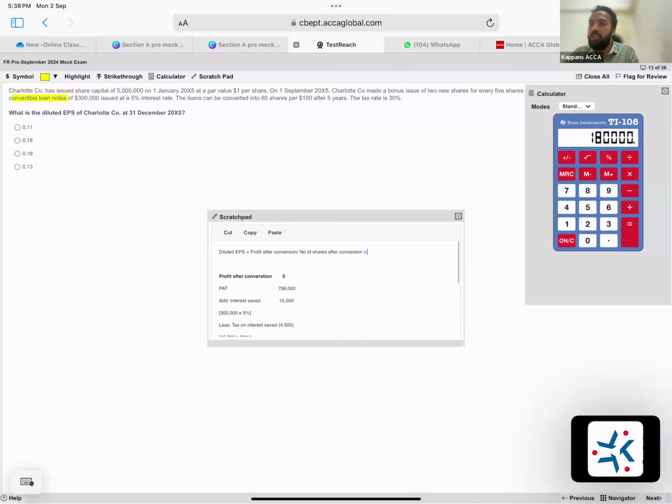So we have now got all the information to calculate this. So profit after conversion is equal to 766,500 divided by 7,180,000. So 766,500 divided by 7,180,000 is equal to 10.67, that is 0.11 cents.